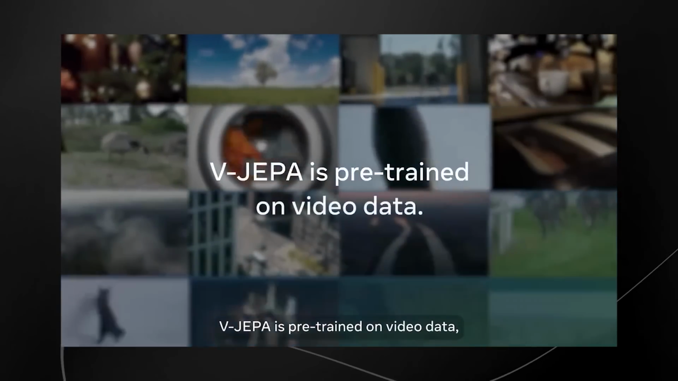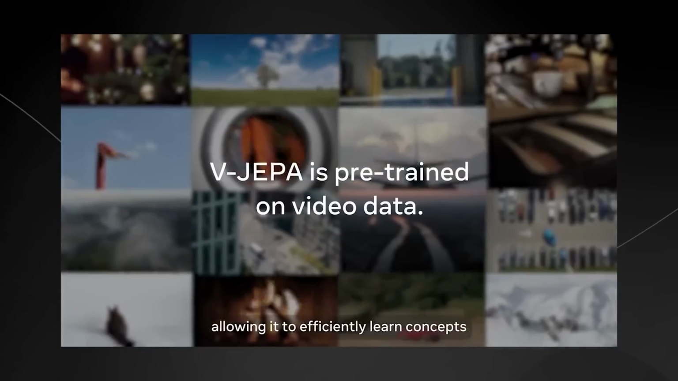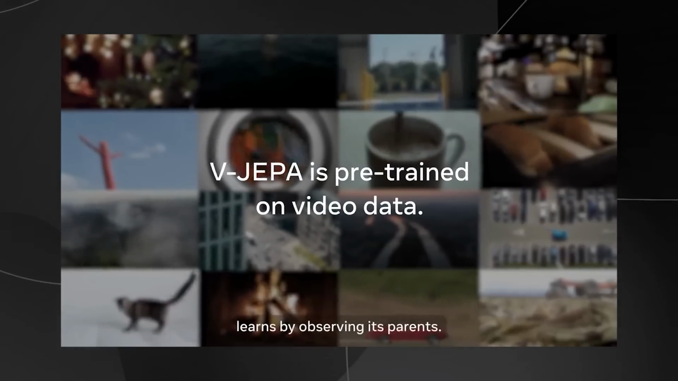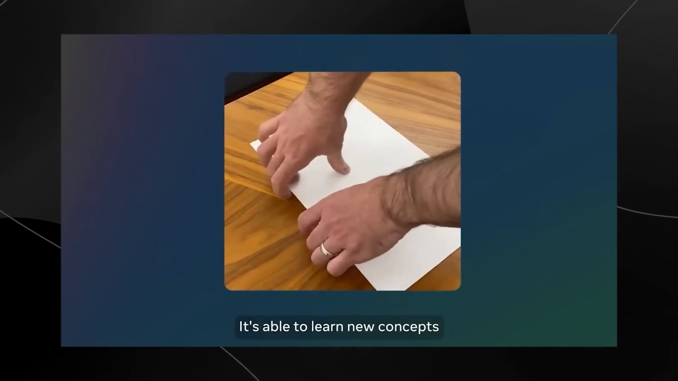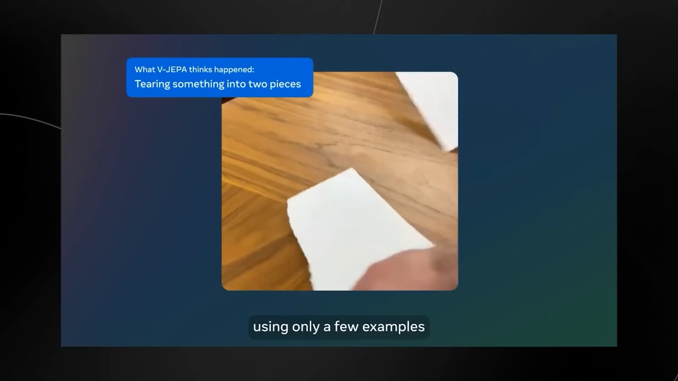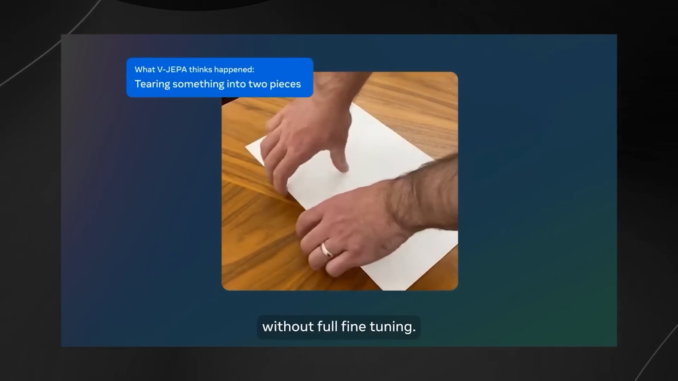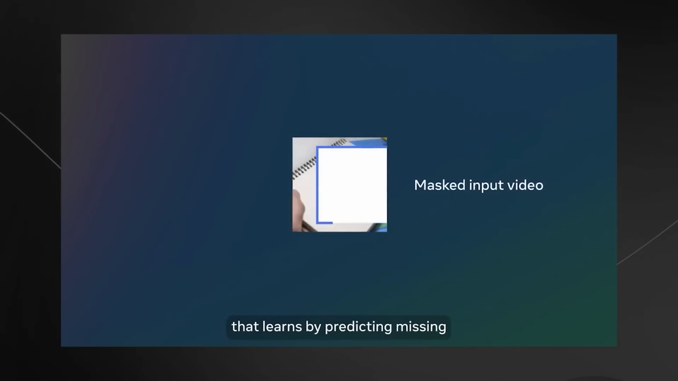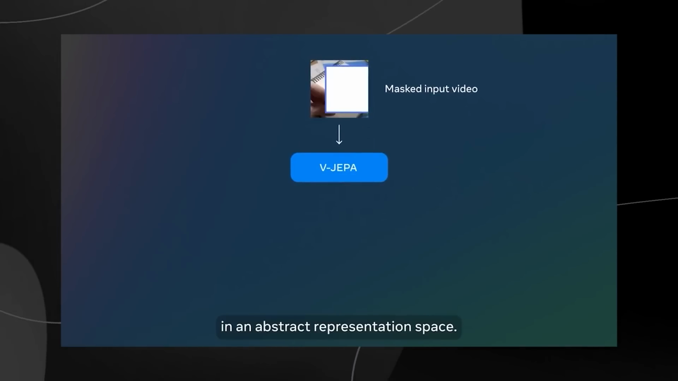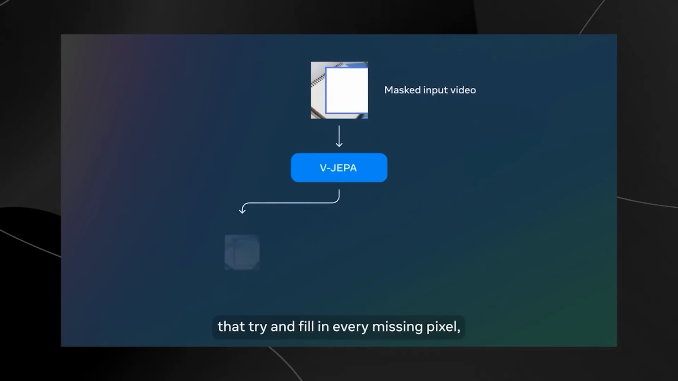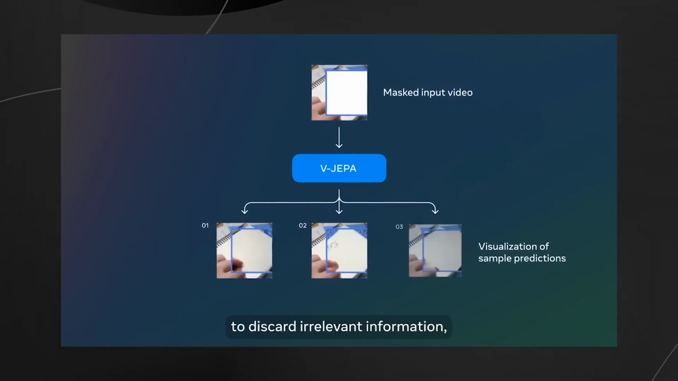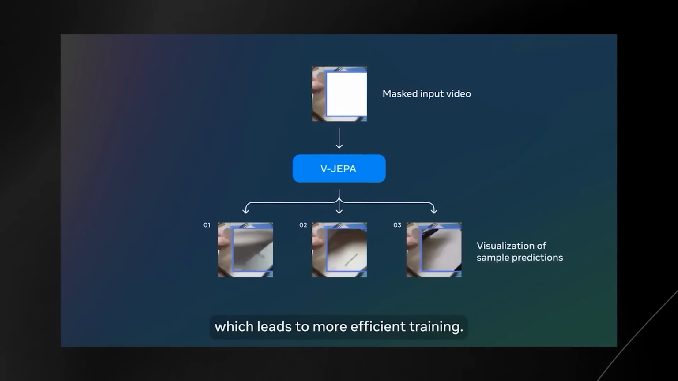VJPA is pre-trained on video data, allowing it to efficiently learn concepts about the physical world, similar to how a baby learns by observing its parents. It's able to learn new concepts and solve new tasks using only a few examples without full fine-tuning. VJPA is a non-generative model that learns by predicting missing or masked parts of a video in an abstract representation space. Unlike generative approaches that try and fill in every missing pixel, VJPA has the flexibility to discard irrelevant information, which leads to more efficient training.